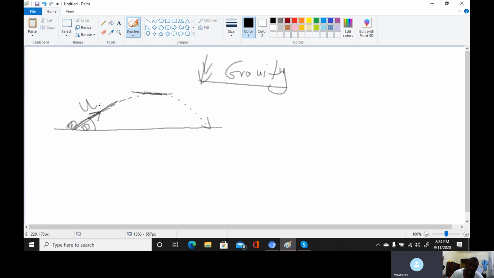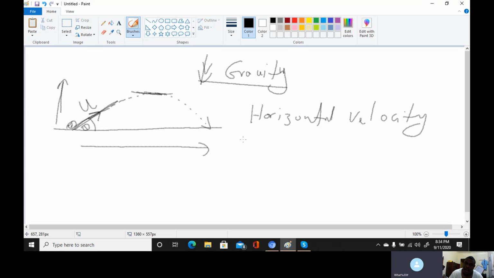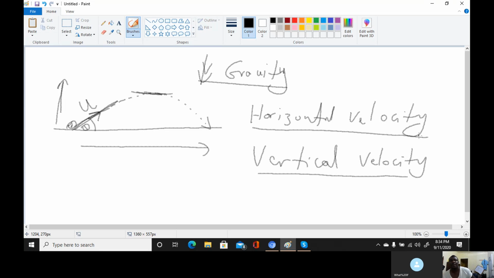This projectile has an initial velocity u. Now, there are two things that are happening. The projectile is moving horizontally, and at the same time, it's moving vertically. So I have a horizontal velocity and I have a vertical velocity. That's my concept.